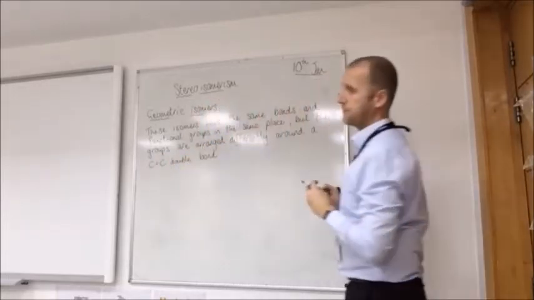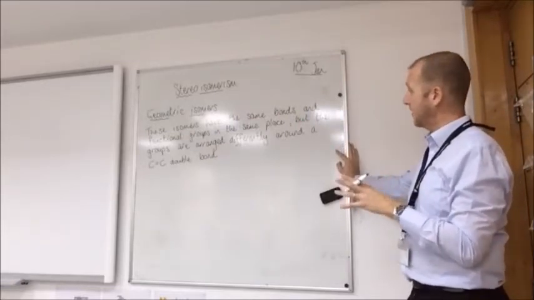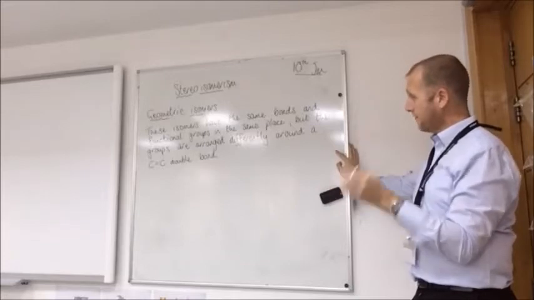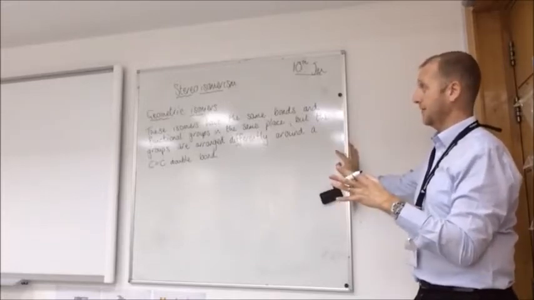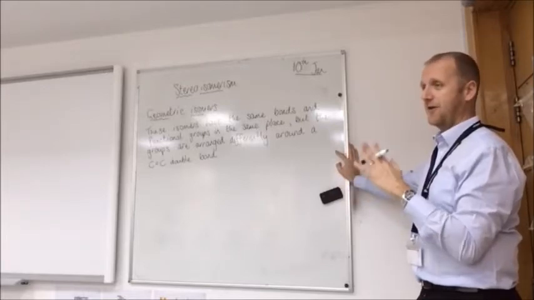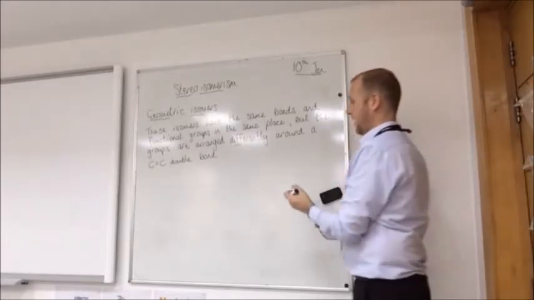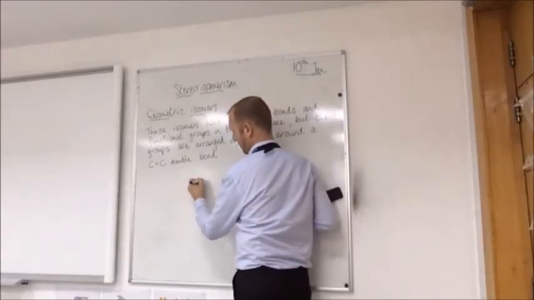Okay. So, definition first of what a geometric isomer is. These isomers have the same bonds and functional groups in the same place, but the groups are arranged differently around the carbon-to-carbon double bond. If I do it here, you can probably see it easier, maybe than me holding up the model.